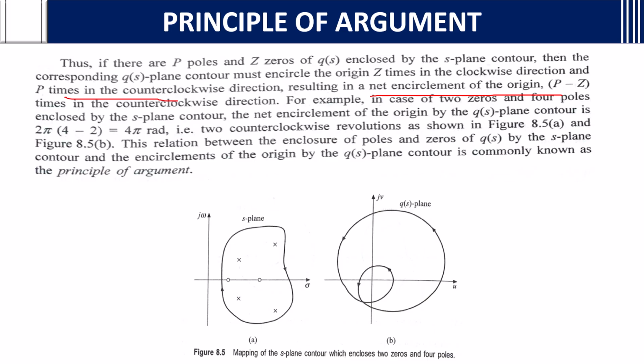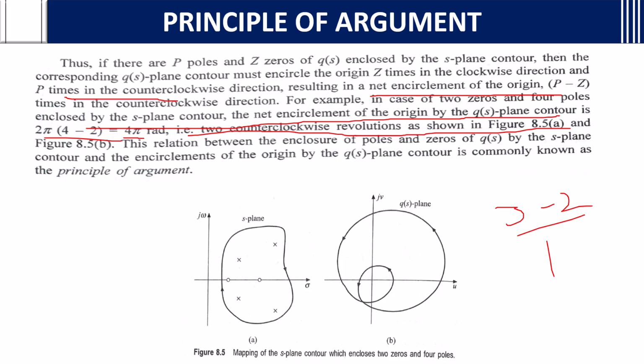Meaning, see, the number of poles minus the number of zeros. For example, if the poles are 3 and zeros are 2, 3 minus 2 is 1, so one time it goes in the counterclockwise direction. For example, in case of 2 zeros and 4 poles enclosed by the S-plane, the net encirclement of the origin is 2 pi into 4 minus 2, which means 4 pi. 4 minus 2 is 2, 2 times 2 pi is 4 pi. That is 2 counterclockwise revolutions.